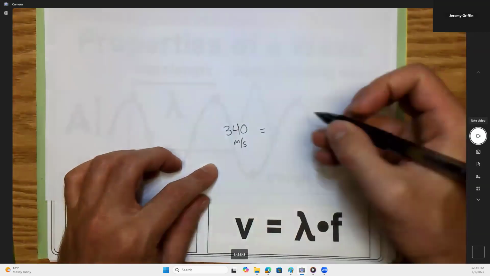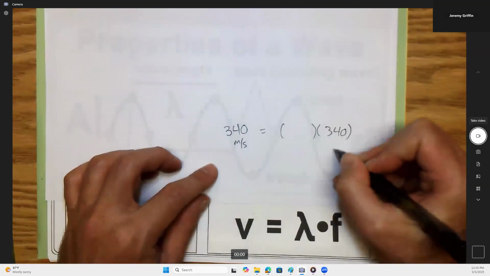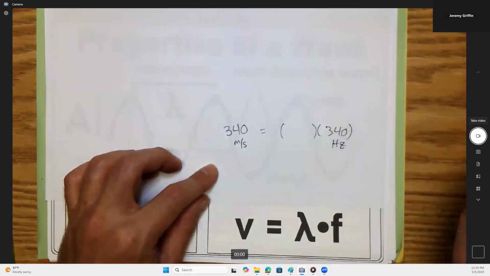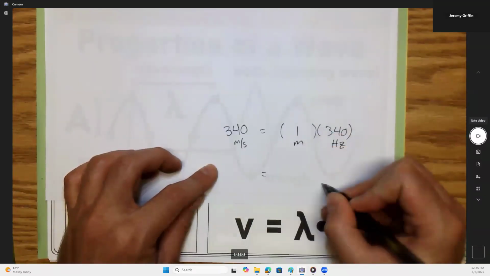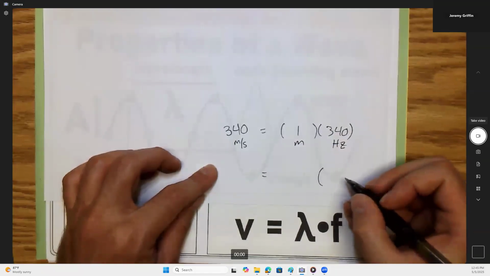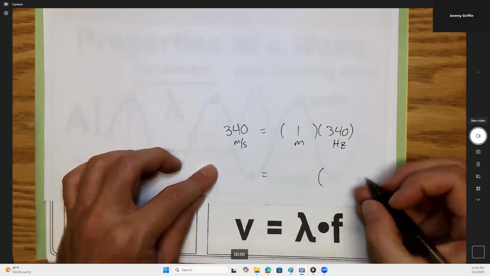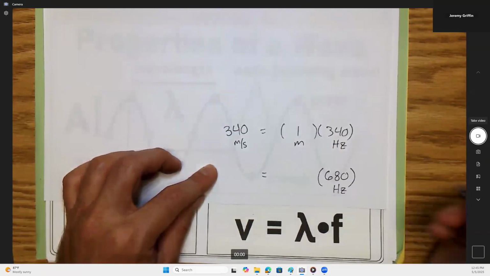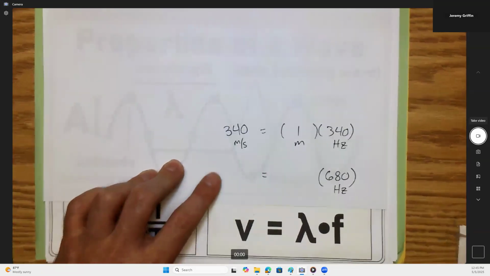What if I was talking at 340 hertz? What would the wavelength be? 1 meter? How about this? What if I double the pitch? If you double the pitch, is that like going up an octave? Double the pitch, like 680 hertz. Now, does the speed stay the same?